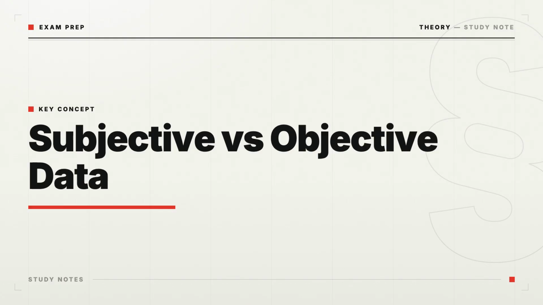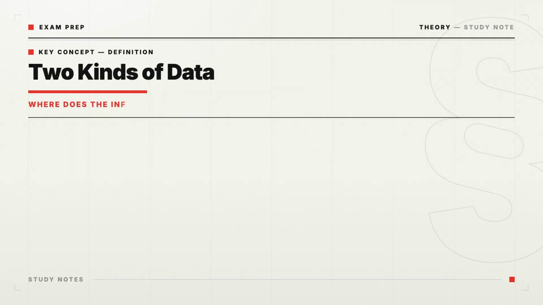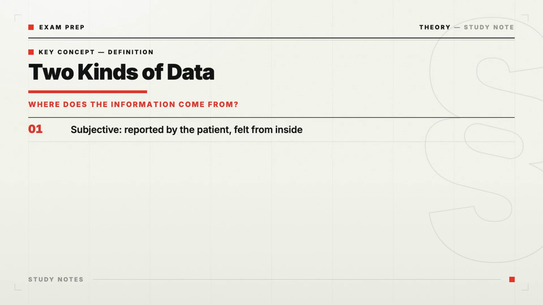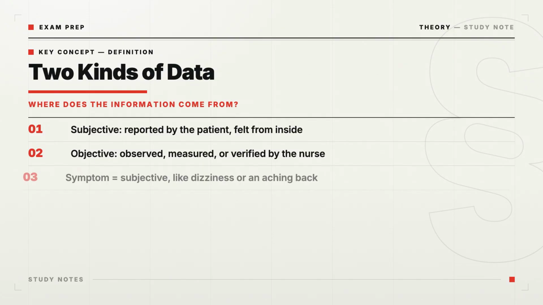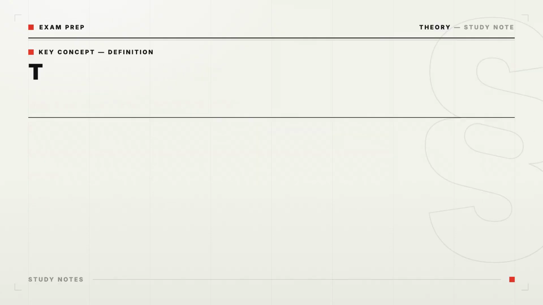Every piece of assessment data falls into one of two buckets, and telling them apart is the first real skill the nursing process demands. Subjective data are what the patient reports from their own experience, like a headache or nausea, reaching the nurse only through words. Objective data are what the nurse or a device can observe or measure directly, like a pulse rate or oxygen saturation. Older language calls these symptom and sign. The patient owns the symptom. The nurse and instruments produce the sign.